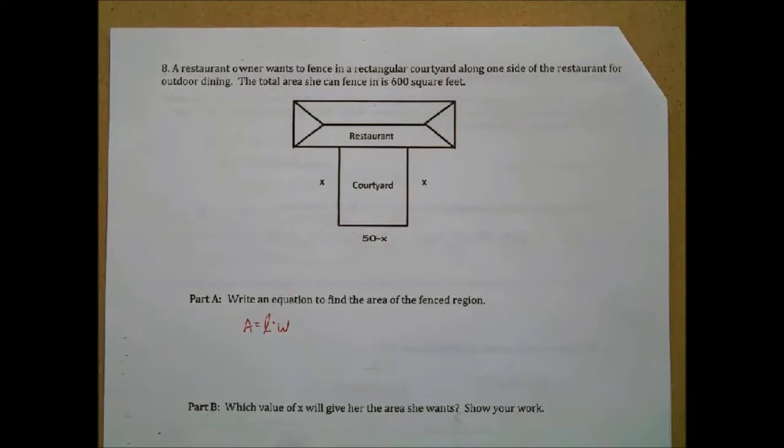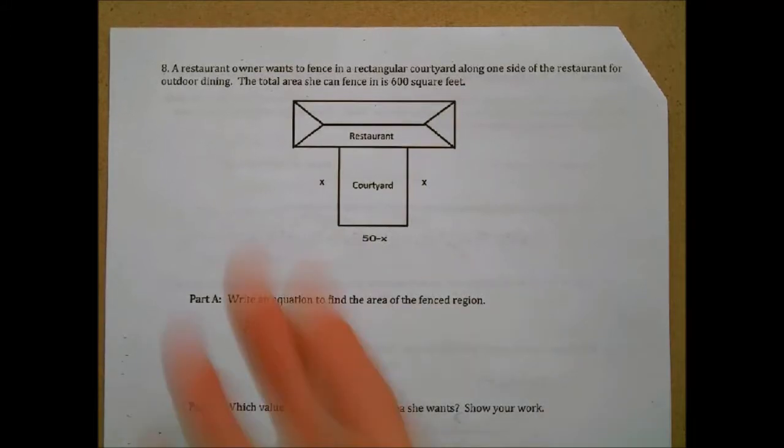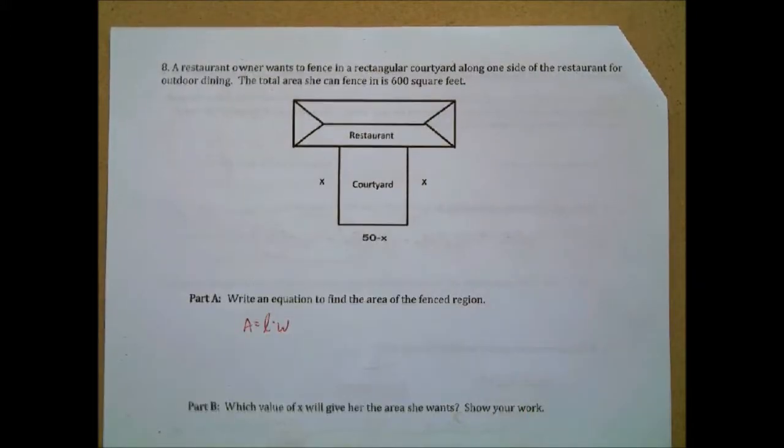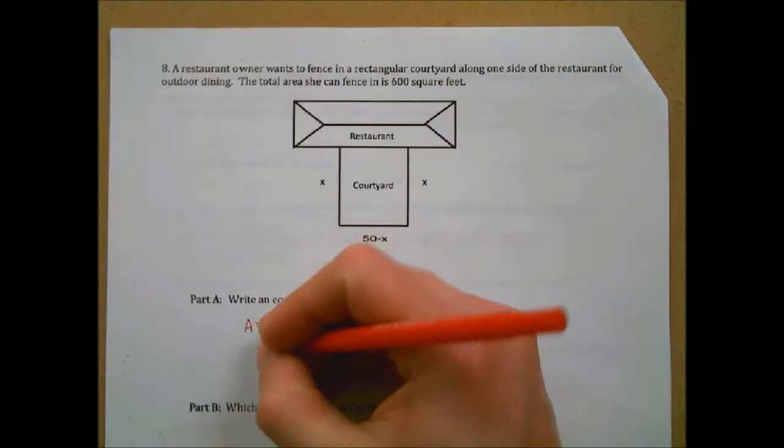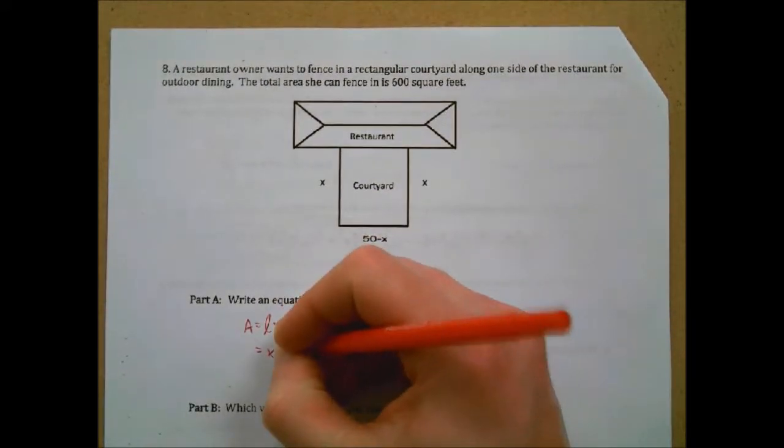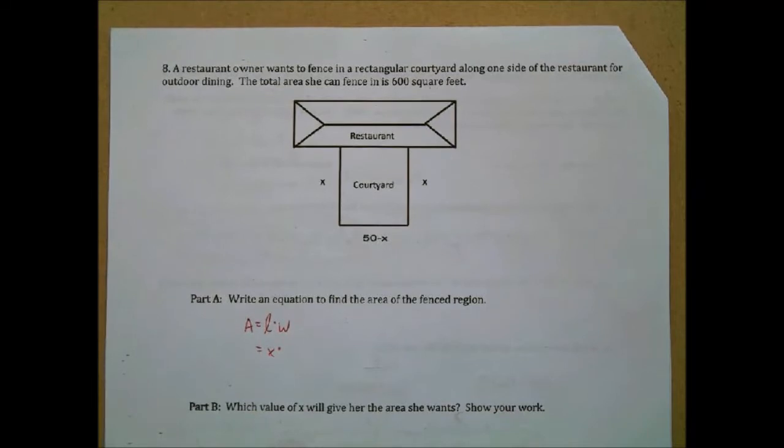We don't know that, right? You're estimating. I see what you're trying to do. That's good. But what is it labeled as? What is the length labeled as in our picture here? X. X times, and then what's the width labeled as? 50 minus X. Exactly right.